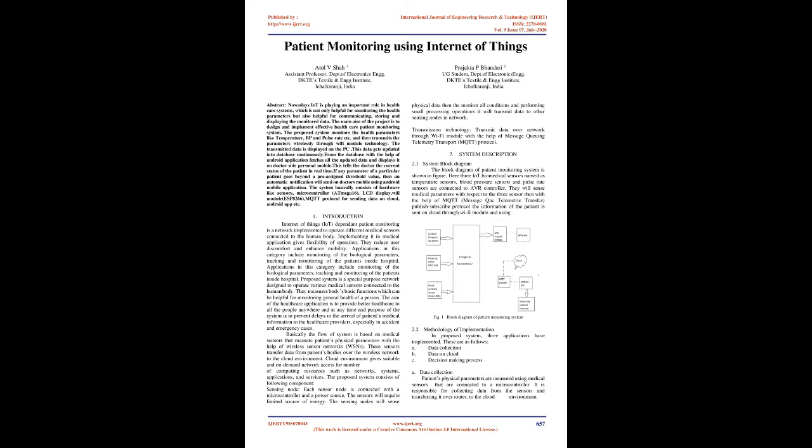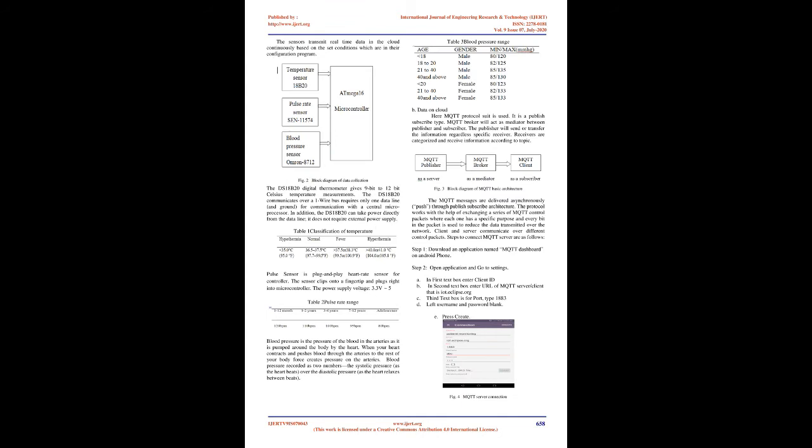The proposed system is a special purpose network designed to operate various medical sensors connected to the human body. They measure the body's basic functions, which can be helpful for monitoring the general health of a person. The aim of the healthcare application is to provide better healthcare to all people anywhere and at any time, and the purpose of the system is to prevent delays in the arrival of patients' medical information to the healthcare providers, especially in accident and emergency cases.